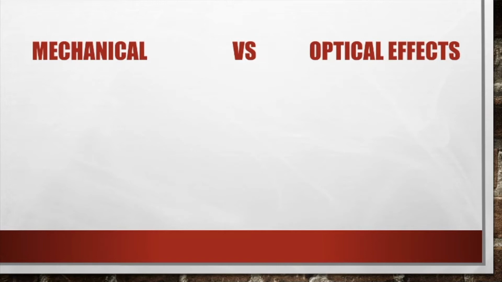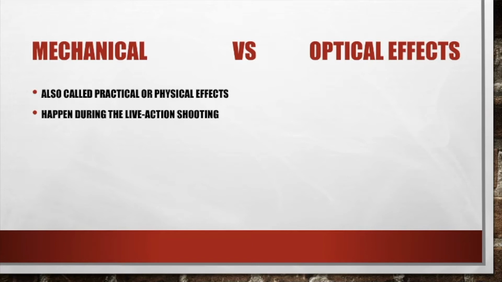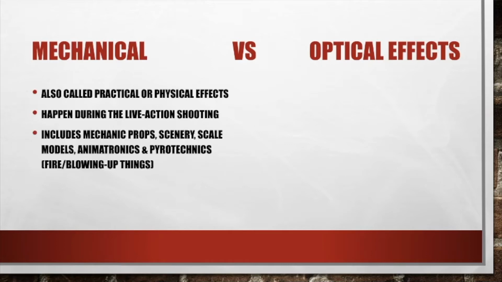Category 1 is mechanical, and that has the following criteria. So mechanical effects can also be called practical or physical effects. That name gives you a clue, and they happen during the live action shooting. They're not added in afterwards. They are actual practical effects that are there with the actors as it's being filmed. And they include mechanical props, scenery, using scale models, using animatronics, which is kind of like robots, and of course pyrotechnics, which is fire or blowing things up. But it also includes makeup and prosthetic makeup.